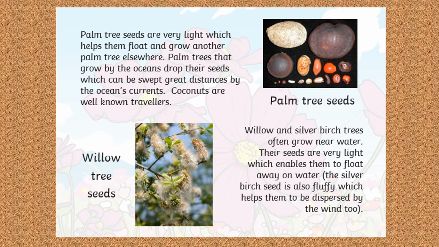Willow and silver birch trees often grow near water as well. Their seeds are really light, which enables them to float away on the water. The silver birch seed is also fluffy, which helps them to disperse by the wind. It's quite often the silver birch seeds that you find, little brown tiny seeds that blow in through your windows when you're at home, because they travel such a far distance. Even if you haven't got a silver birch in your area, you still find seeds blowing through your window and coming in.